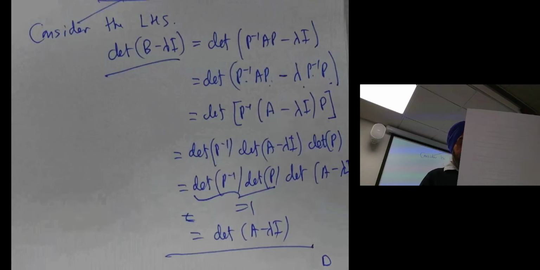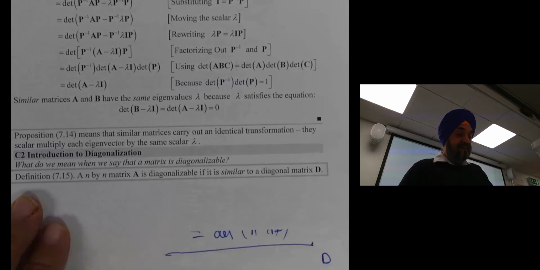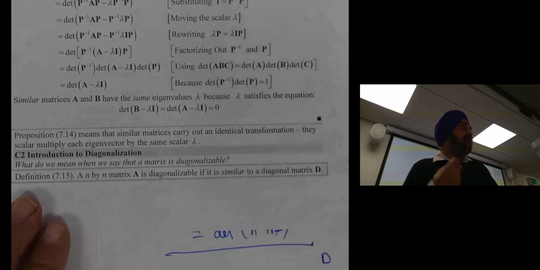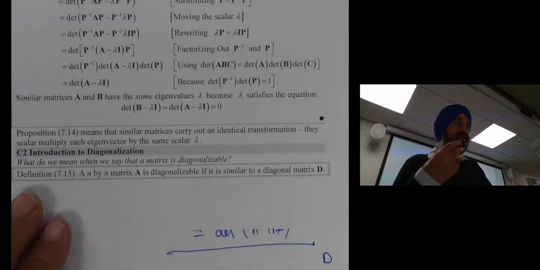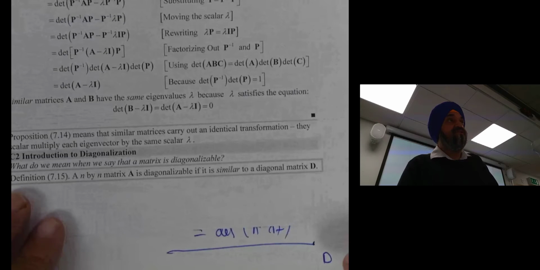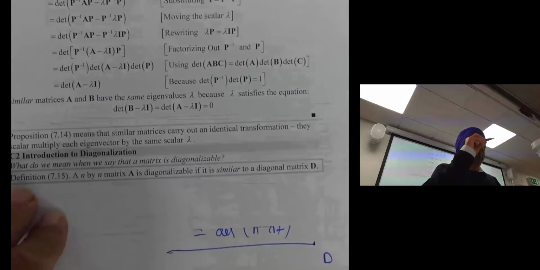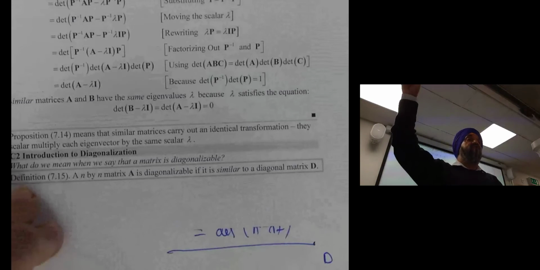Now, what we want to do is introduce diagonalization. We say an n by n matrix A is diagonalizable if it's similar to a diagonal matrix D. You can diagonalize a matrix A if you can find an invertible matrix P such that P minus 1 AP gives you a diagonal matrix. That's what you want.